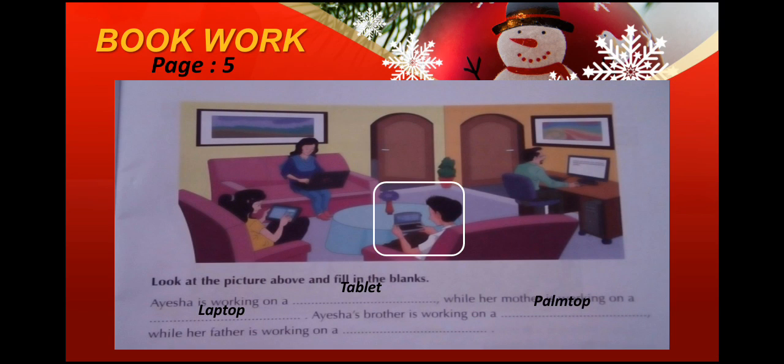Okay, next we will read. While her father is working on a dash. What is his father using? What kind of PC is her father using? His father is sitting at the desk and he is using, I think, a monitor and mouse. He has a CPU cabinet and a keyboard. These 4 parts of a computer mean he is using a desktop computer. Yes, these 4 parts are combinedly called a desktop computer. Write down in your book, and write down today's date on it.